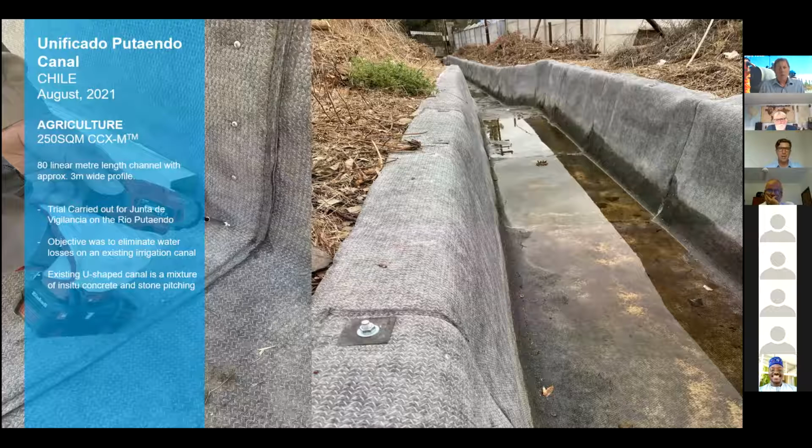Overlaps were thermally bonded to enhance impermeability, and 19 millimeter screws were installed at 100 millimeter spacing to enhance mechanical joint strength. The selection of screw length was made so as not to penetrate the underlap geomembrane backing. And approximately 250 square meters of canal was lined in a very inaccessible area over the course of just 2 days.